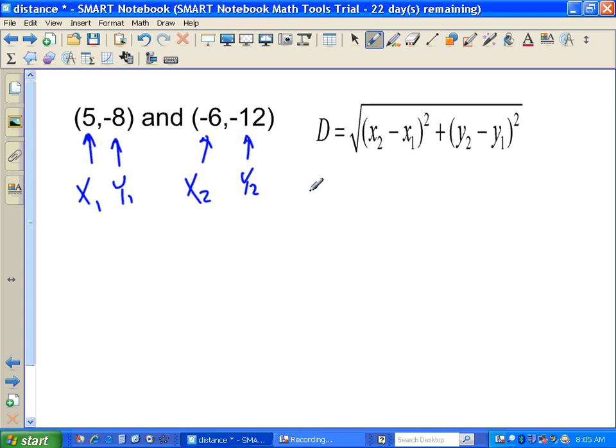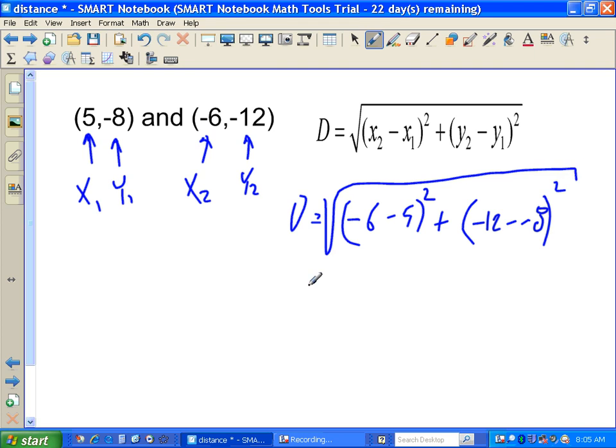All right, so distance. Plug in, that's what I'm doing, isn't it? X2 is -6 minus 5 squared plus -12 minus -8. Holy cow, negatives all over the place. Squared, square root of all of that stuff. Okay, so here's where it becomes difficult. -6 minus 5 more. Hopefully you recognize that that's -11. Okay, -12 minus -8, that's like -12 plus 8. That, I believe, is -4 squared.